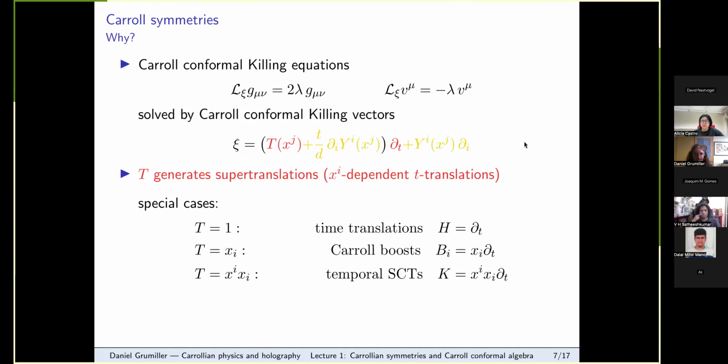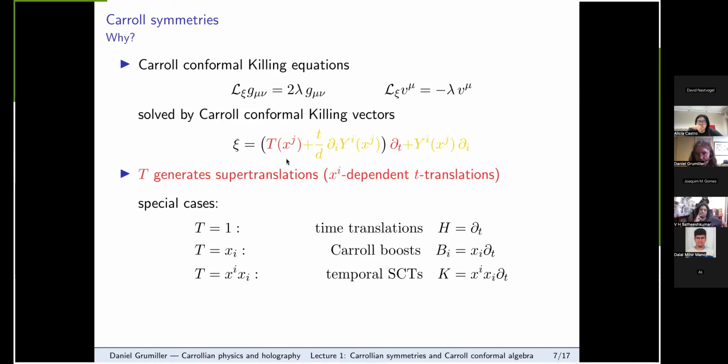Okay, so this factor T has a name. It's called supertranslations. So T of x^j ∂_t generates x^i dependent time translations. They're called supertranslations not because of anything with supersymmetry. It's a different super. It just means you have infinitely many of them. And translation just because these vector fields mutually commute with each other.